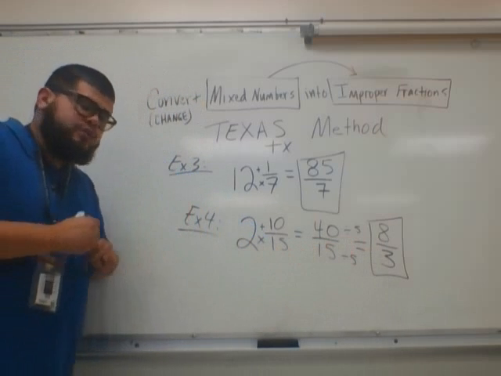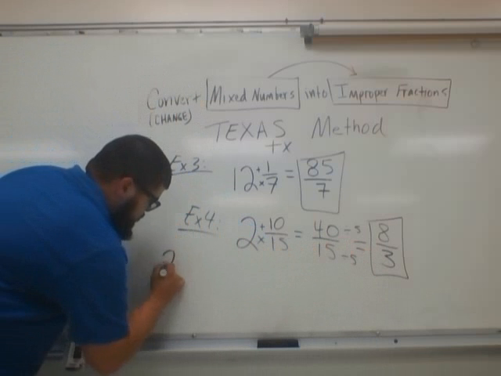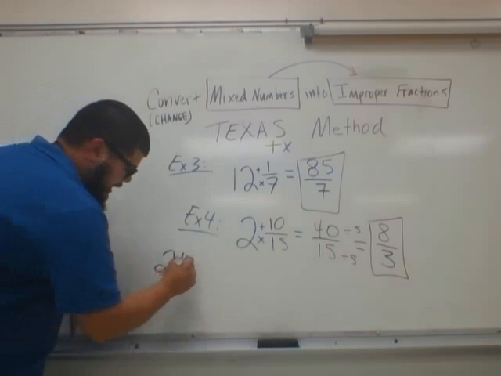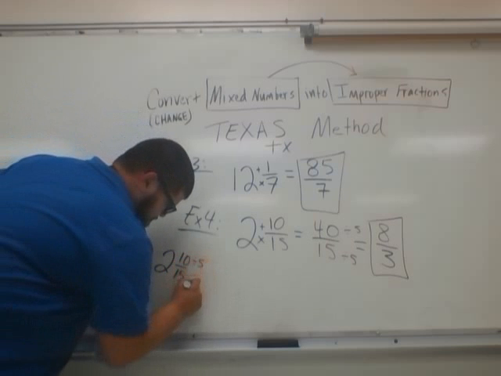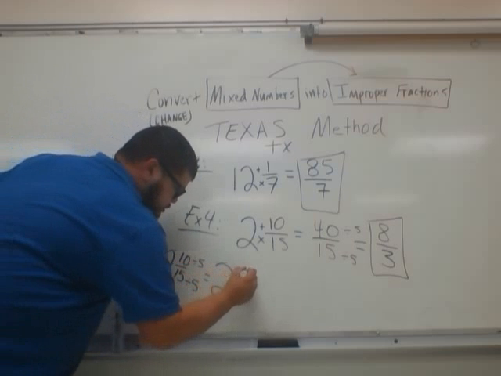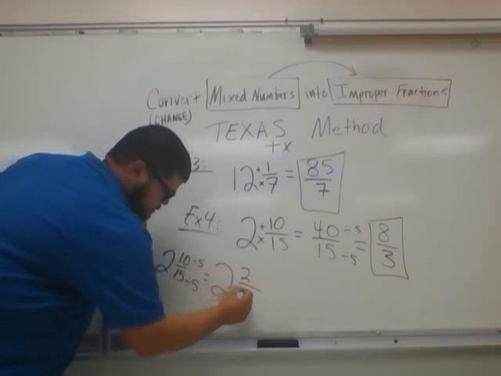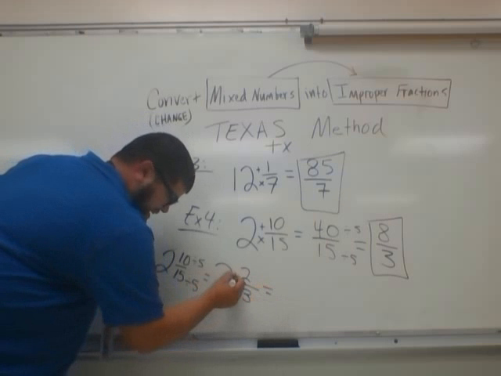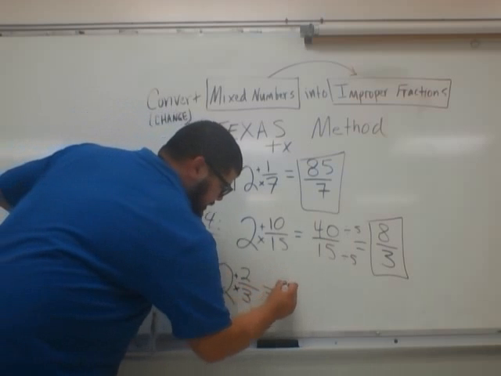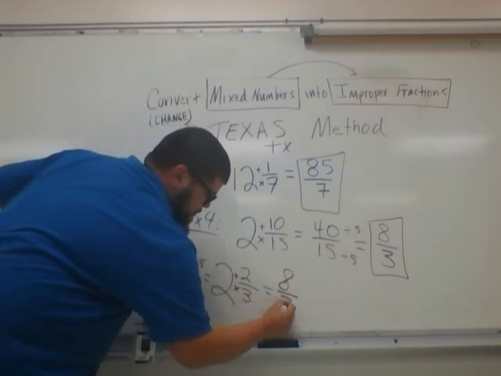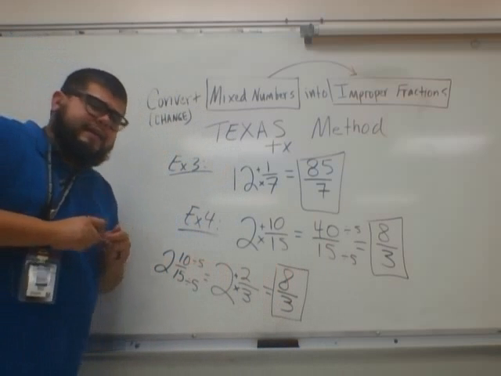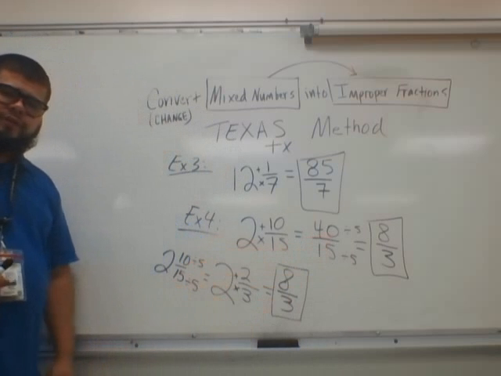Now, let's go ahead and reduce up front. We'll do that right here. So 2 and 10 over 15. Reduce the numerator and denominator by 5 up front. We end up with 2 and 10 divided by 5 is 2, over 15 divided by 5 is 3. Texas method. 2 times 3 is 6. Plus 2, we get 8 over the original denominator, 3. So either way you do it, we get that improper fraction, 8 over 3.